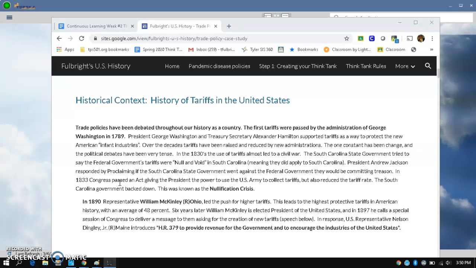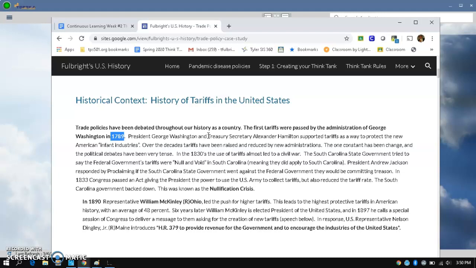Alright, so you know that we are debating something called the Dingley Tariff, a tax on imported goods. You're going to need to know what has led to that debate. So we're going to talk about the historic context now. Trade policies have been debated throughout our history as a country. The first tariffs were passed by the administration of George Washington in 1789. So you need to know the very start of our country, our very first president's administration created tariffs.